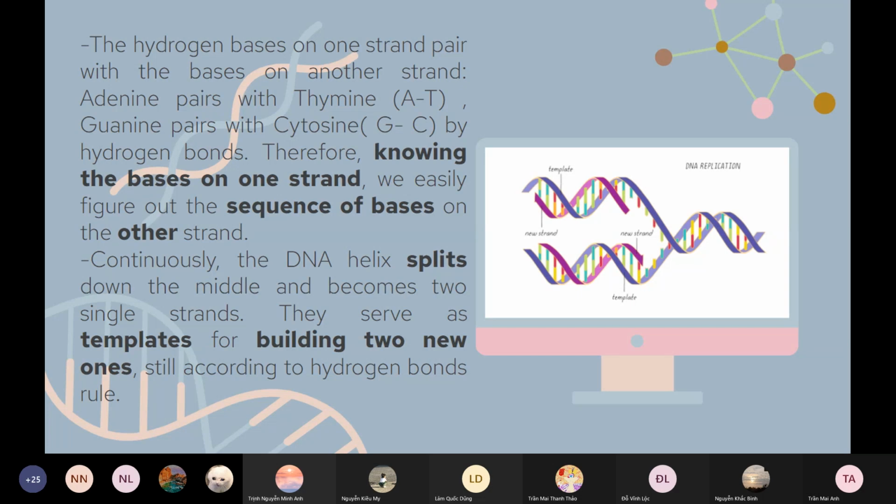Continuously, the DNA helix splits down the middle and becomes two single strands. They serve as templates for building two new ones, still according to the hydrogen bonds rule.